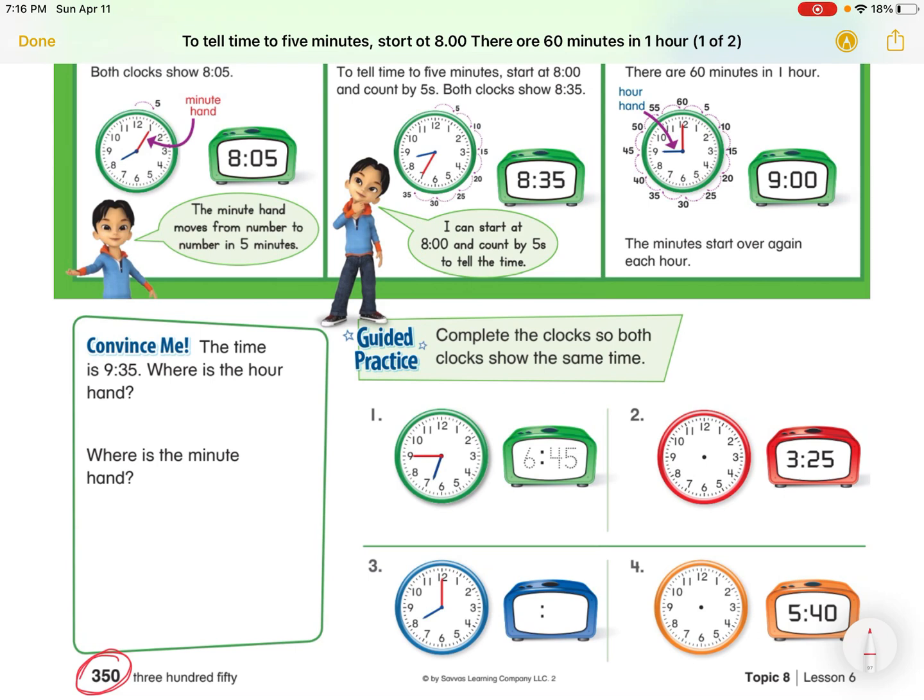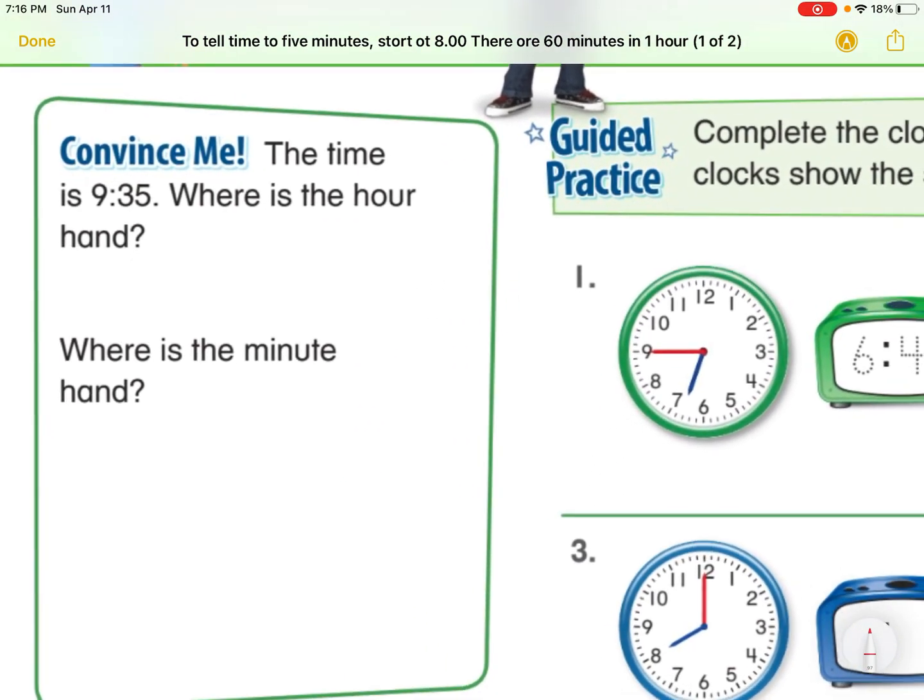And in the visual learning video that we just watched, we learned which hand is the minute hand and which hand is the hour hand. Now remember, the hour hand is the shortest one or the smallest one, and the minute hand is the longer one. So let's go ahead and look at the convince me first.